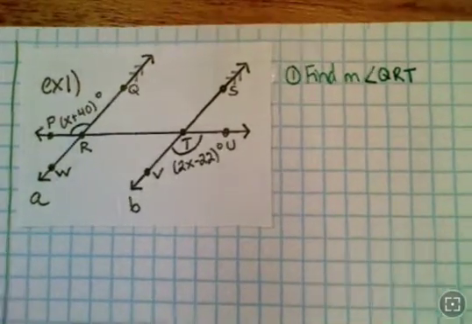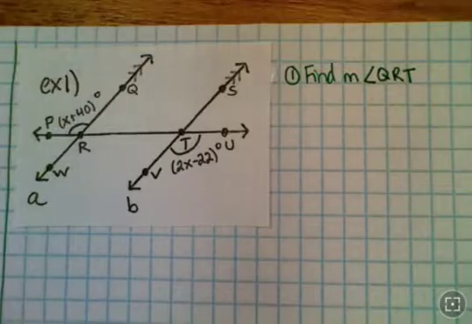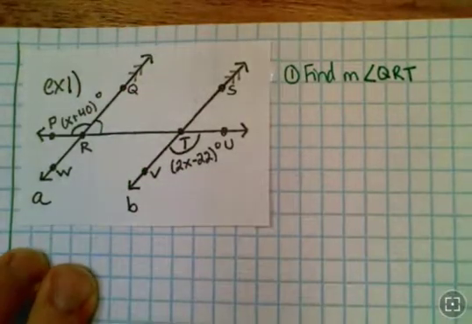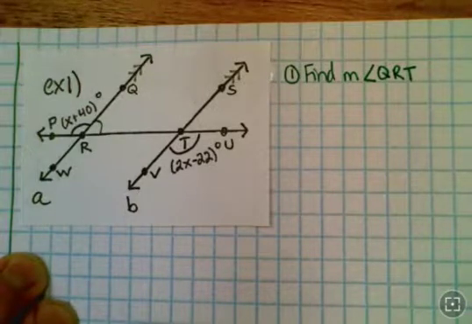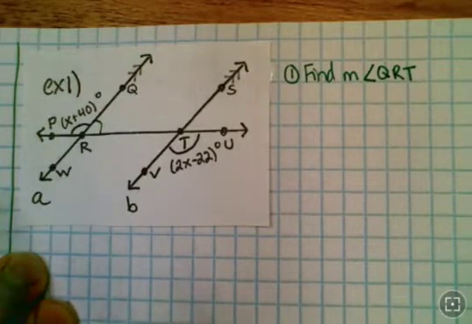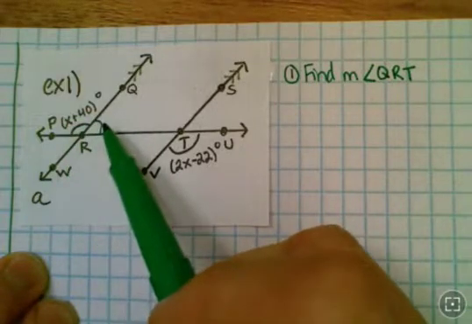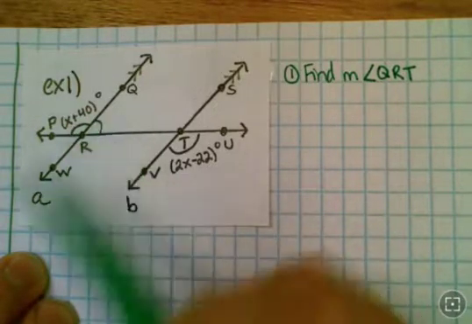And this is not an easy problem because angle QRT, if we look at it, I have no information about that angle at all. So I'm going to have to work my way backwards. I know if I learn what this angle is, I can find this angle, right? Because these are a linear pair.